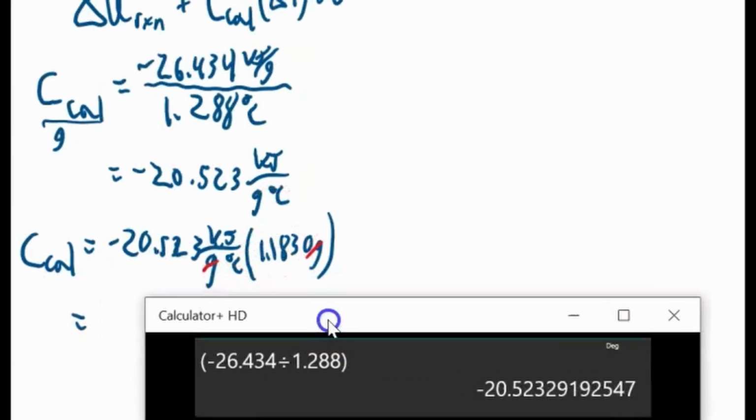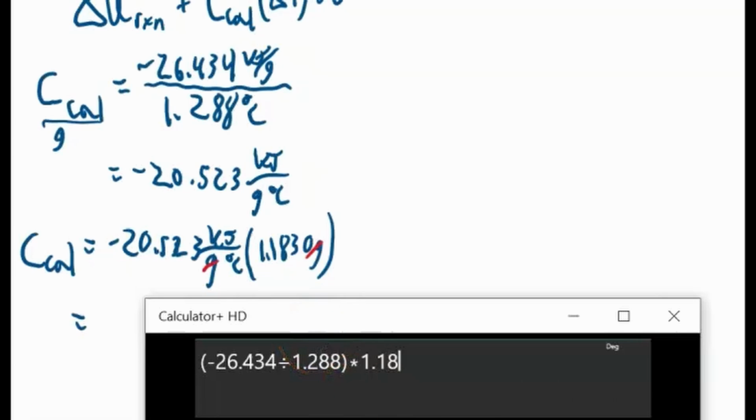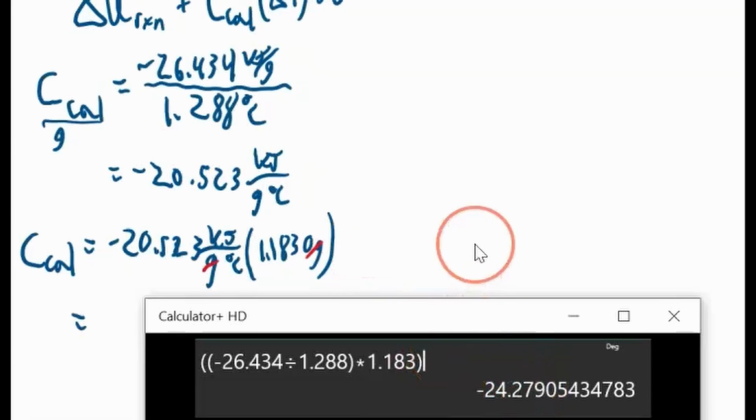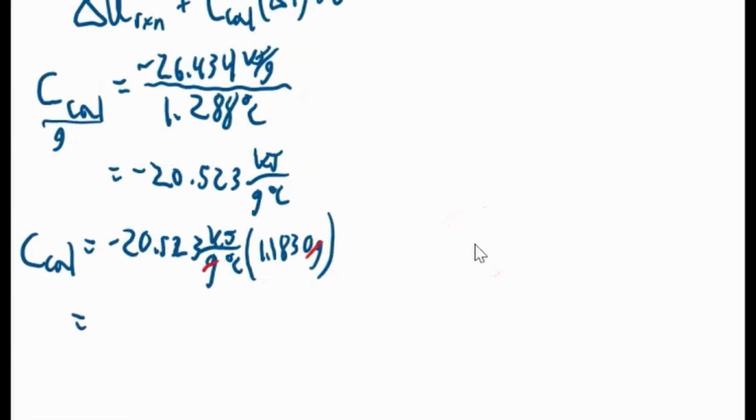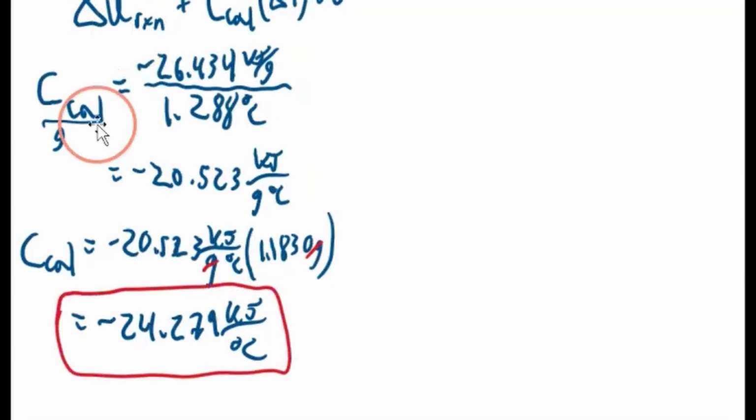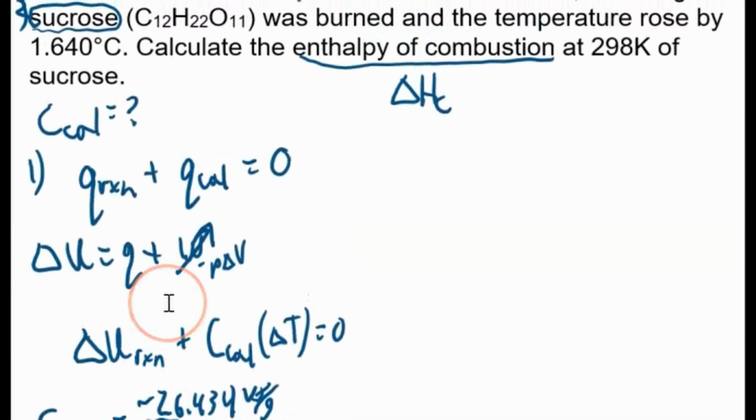So we'll plug that into our calculator. Negative 1.183 times that is negative 24.279 kilojoules per degree Celsius. Okay, awesome. So we did this first experiment, the calibration run, in order to get the heat capacity of the calorimeter. So that's number one.